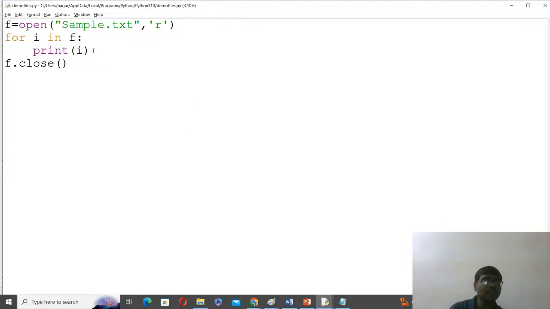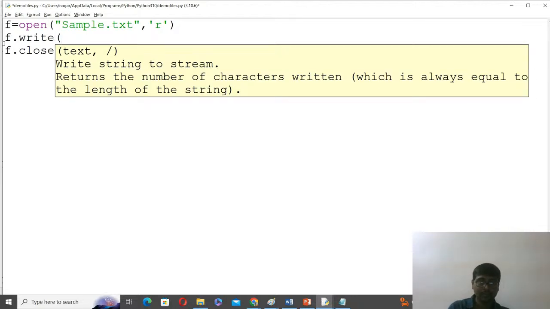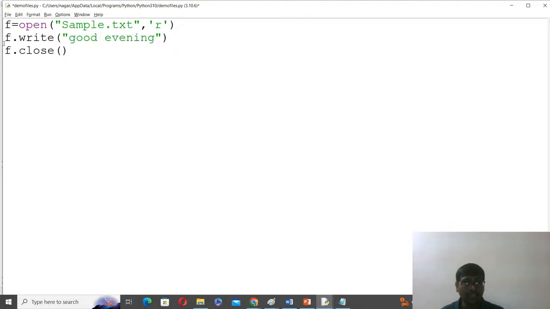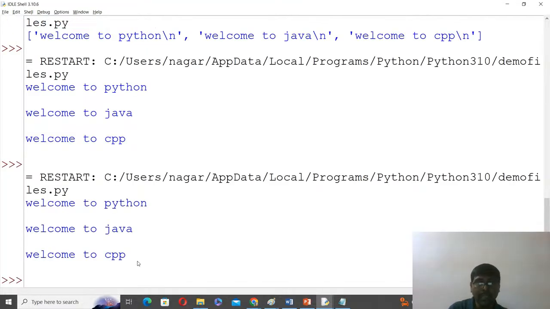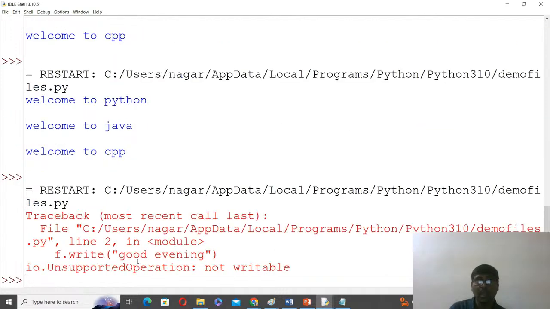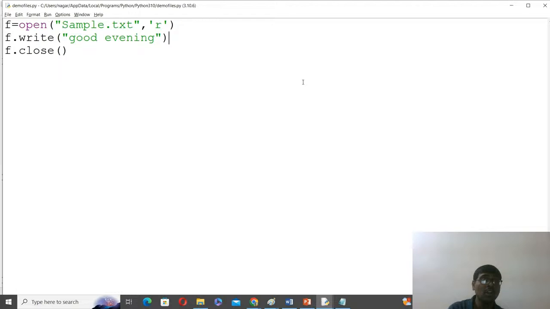I remove this one. f.write("good evening"). Anyway, first it gives an error. f.write("good evening") gives an error. I think you know why the error is. Read mode, write mode. I opened the file in read mode, but here I am doing a write operation. So this is not writable. So what is your aim? Write mode. Then it is allowed to write.